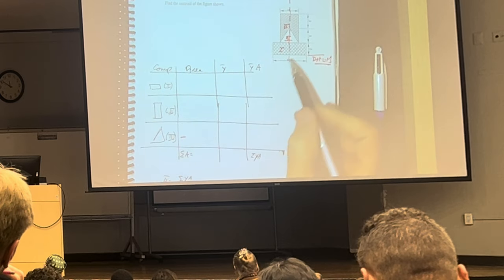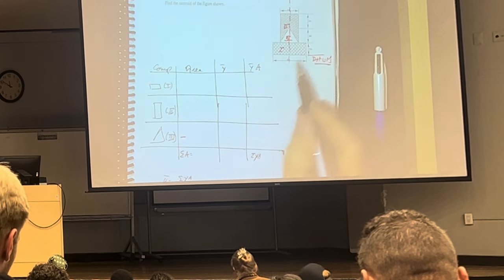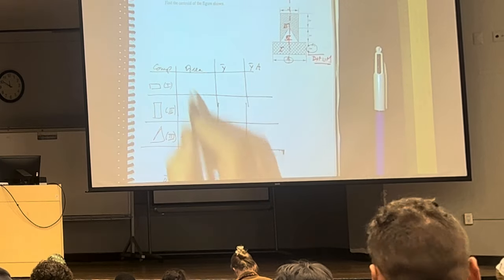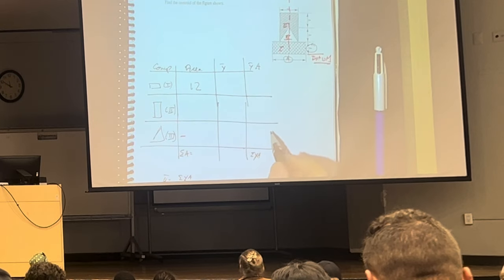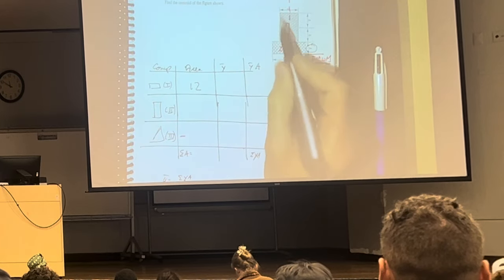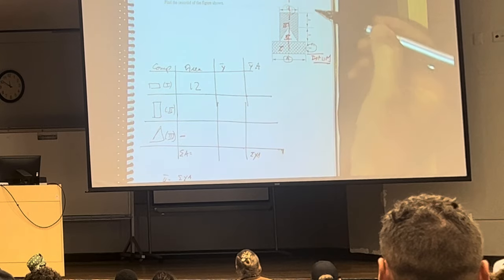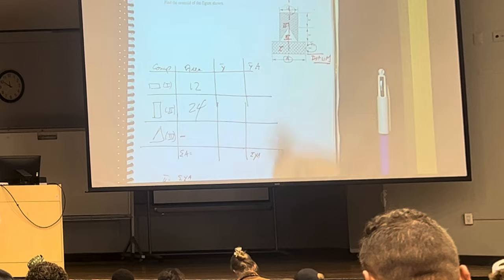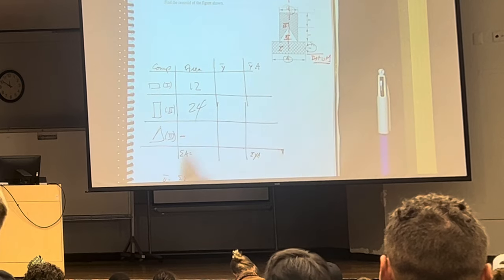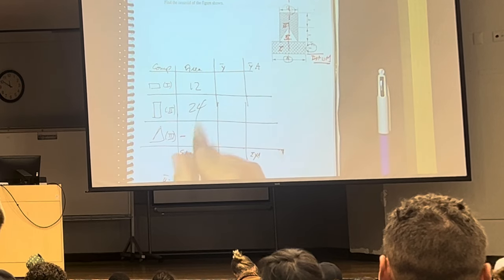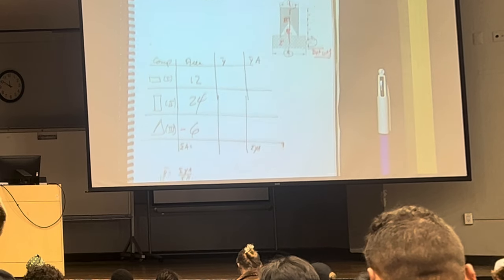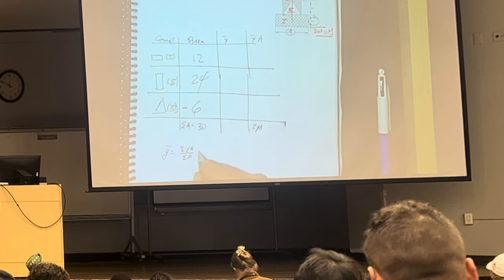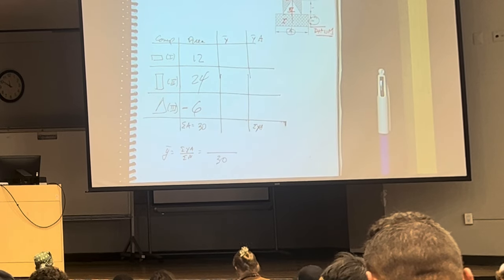Pretty simple. What's the area of this rectangle? Well, it's this base times that height. Base is 6, height is 2. That's 12. What's the area of that rectangle? Well, it looks like a base of 4 and a height of 6. That's 24. What's the area of this triangle? 1/2 base times height, minus 6. Add this up. This becomes 30. So I know I got something divided by 30.